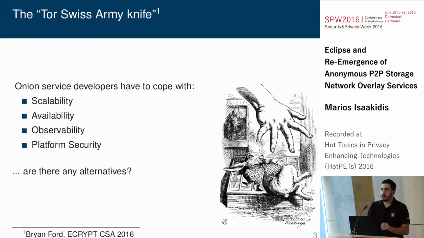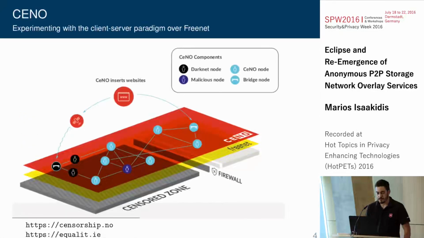So taking into consideration all those problems, we said, okay, what are the alternatives? What can we do differently? And we decided to experiment with the Freenet network, which is another anonymity network. It's a peer-to-peer storage network or anonymous publishing network. And we built a service called CNO, Censorship No, in collaboration with Equality in Canada. It's a censorship circumvention service, providing some different properties.